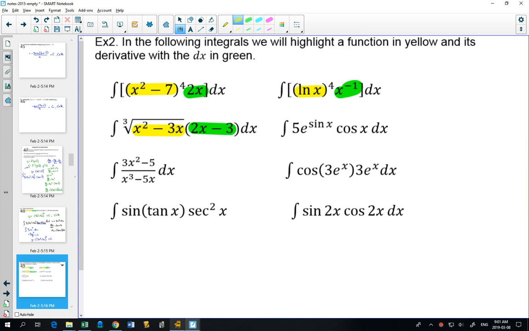Okay, derivative of sine is cos, derivative of cos is negative sine. In this one, though, what function is inside of another function? Exactly. Sine of x is inside e to the x, and the derivative of sine x is present.